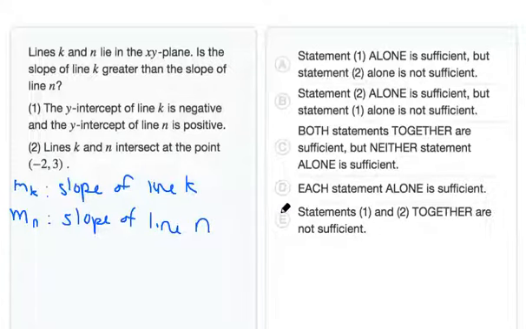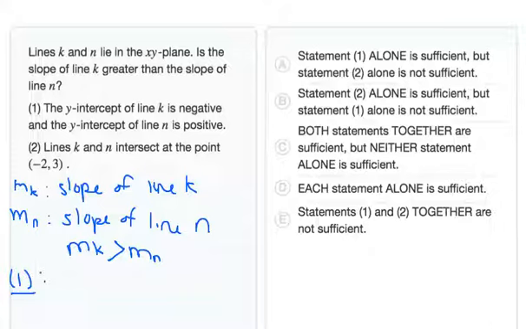We need to determine whether mk, the slope of line k, is greater than the slope of line n, so mn. This is the relationship that we're looking to answer, a yes, whether it's greater, or a no, whether it's not. And we're going to be using the information from the statements to determine this. So let's take a look at statement 1 first.